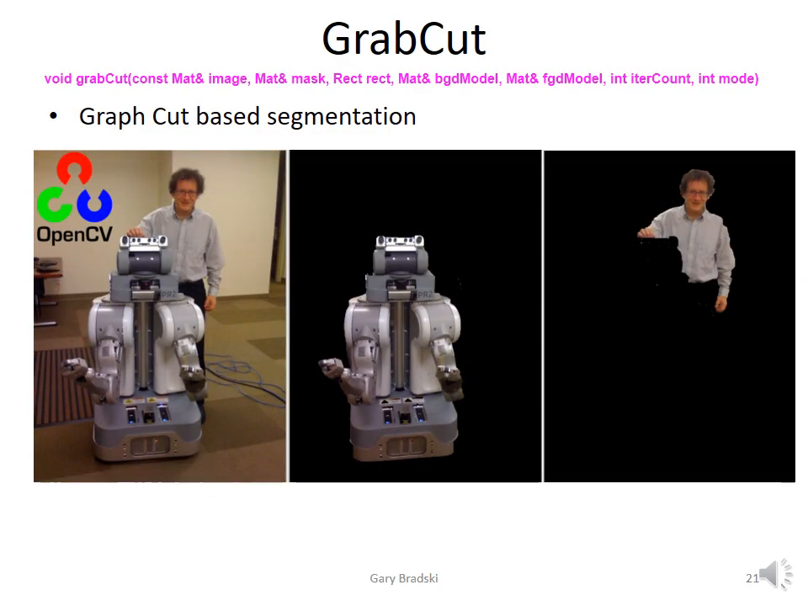This slide shows the function of grab cut. So here is a robot, and I think he is Gary Bradski. By applying the grab cut, we can segment the robot and segment Bradski. It is a very successful result of segmentation.